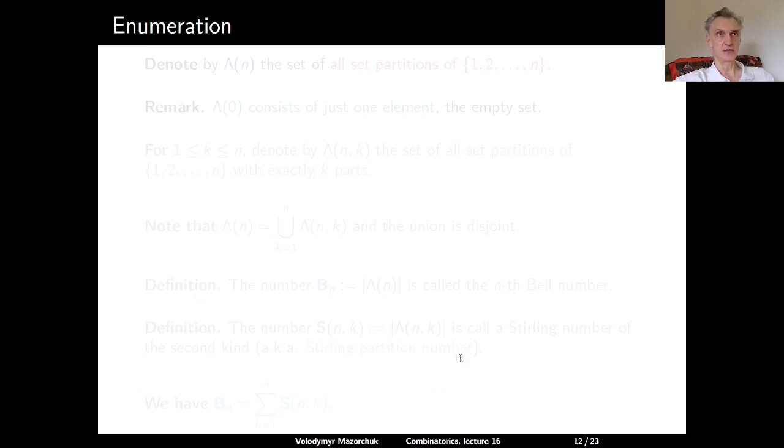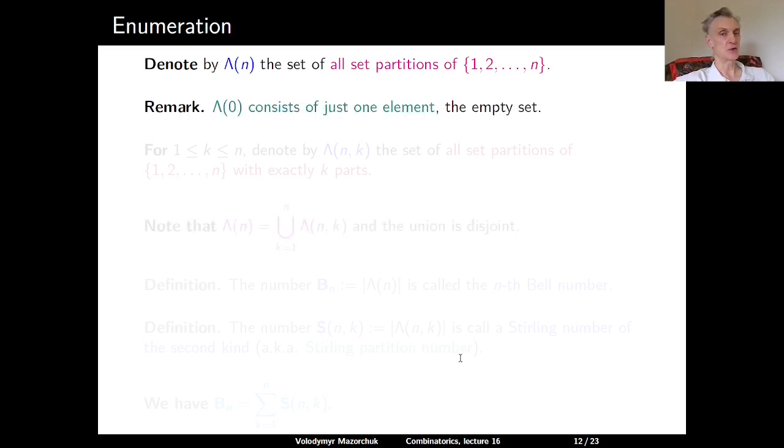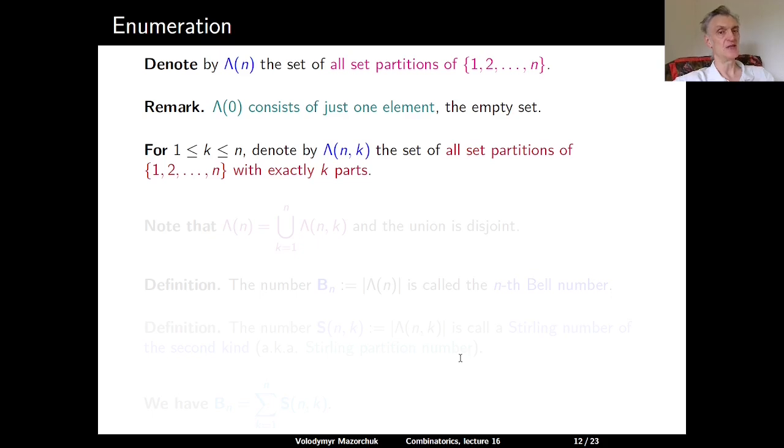Let us enumerate set partitions. Let us denote by Λ(n) the set of all set partitions of the set {1, 2, and so on, n} with n elements. Then Λ(0) consists of just one element, the empty set, the only partition of a set with 0 elements. Next, for k between 1 and n, let us denote by Λ(n,k) the set of all set partitions of {1, 2, ..., n} with exactly k parts. Let us note that Λ(n) is the union of these Λ(n,k), where k ranges between 1 and n, and this union is disjoint.